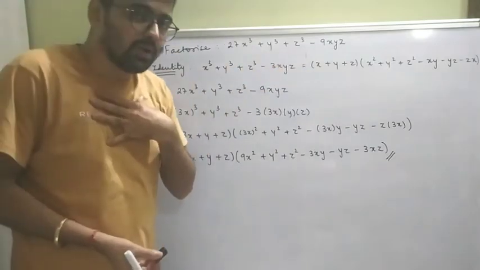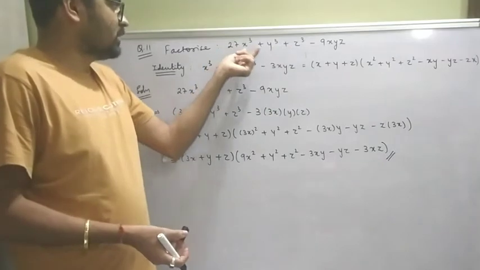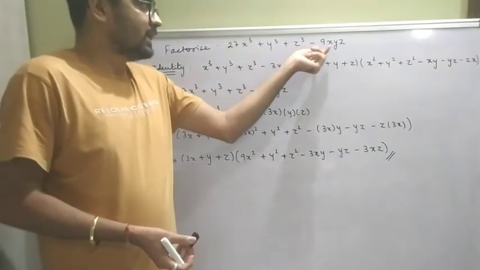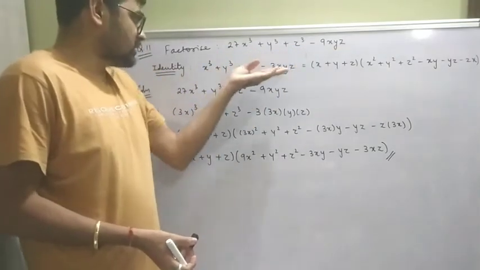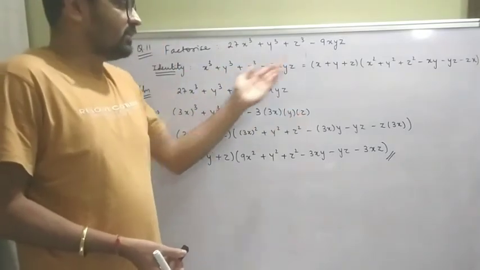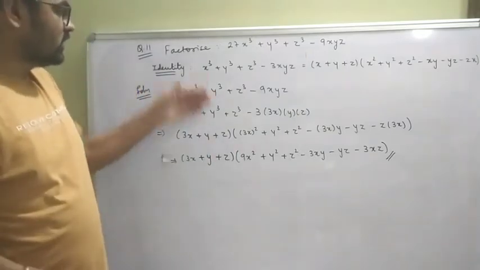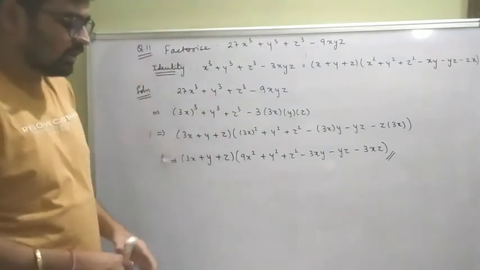Now how am I able to tell that this identity will apply? Because I can relate this: first term cube, second term cube, third term cube minus something xyz, which looks something like this only, right? That gives us the idea that we can apply this type of algebraic identity to get the problem done. So please pause the video and note it down.